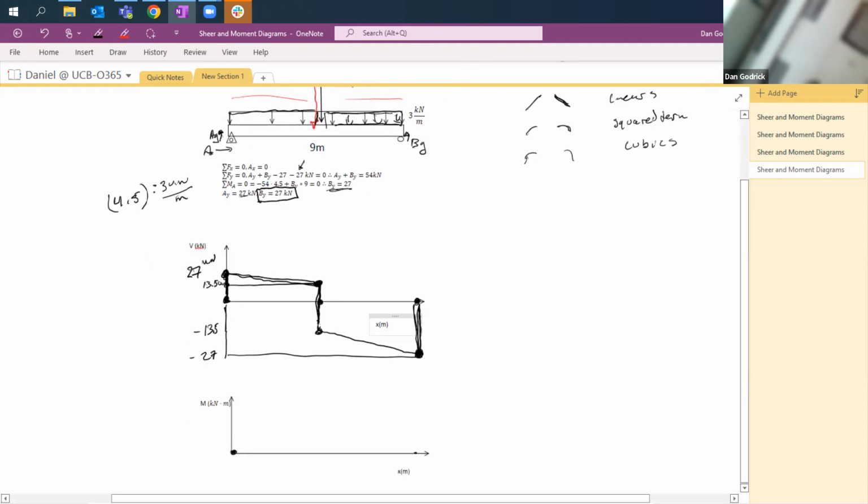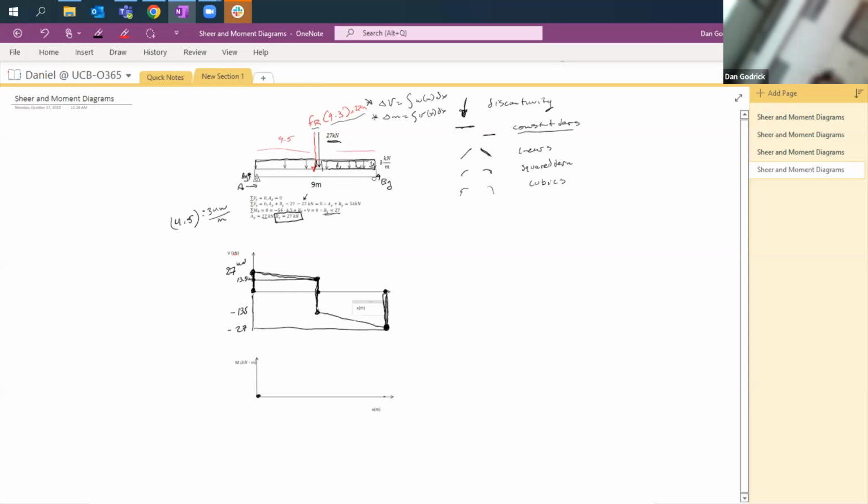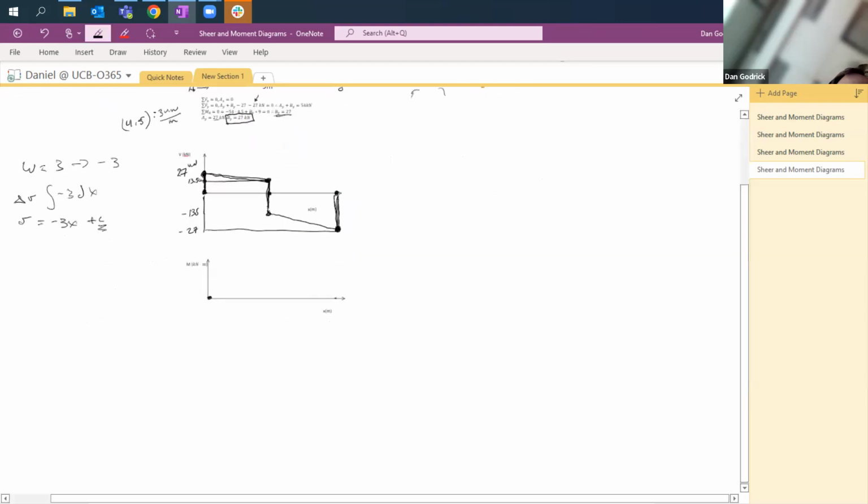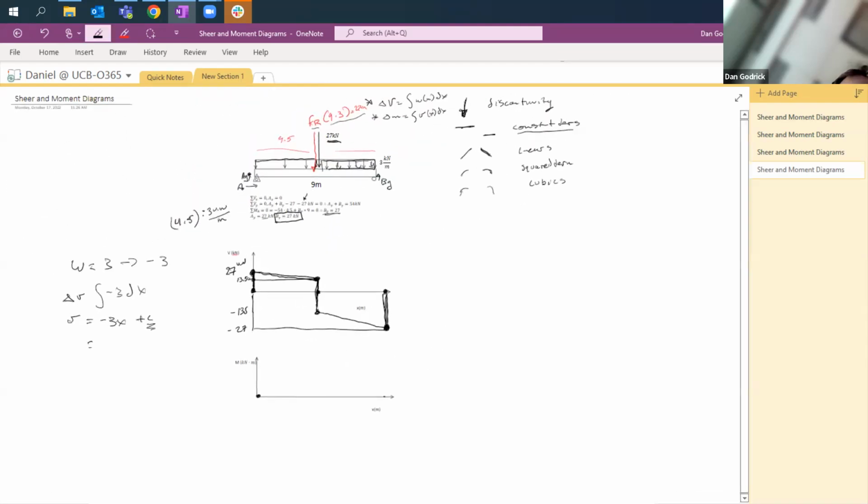So how do we do this? How can we prove to ourselves with an equation? Well, if our loading is 3 and it is acting negative, that's minus 3. The change in shear is the integral of minus 3 dx equals minus 3x. And then you can add a constant to that to get shear. What is our value at 0? Our value at 0 is our AY. AY is 27. So our equation for shear is equal to minus 3x plus 27. Okay, great.